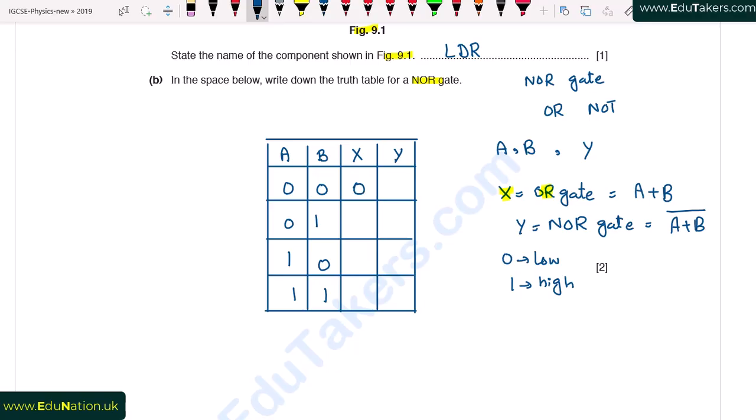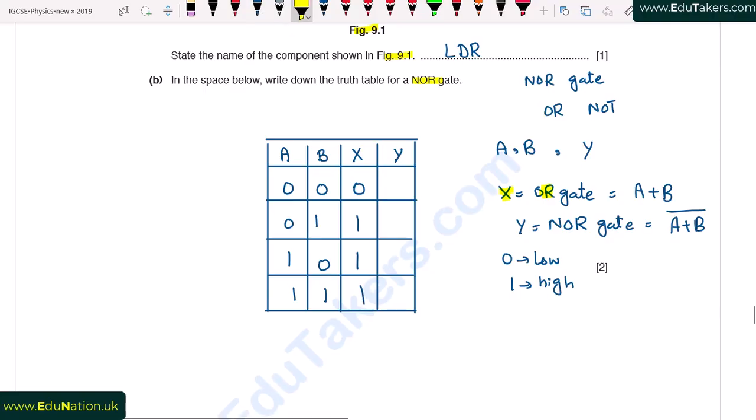Second combination is 0 and 1. It means that 1 is high, so the output will be 1. Here is also 1, 0, 1 is high, that's why the output is high. And in the last combination, the inputs are 1 and 1. Both of these inputs are high, then the output will be high.